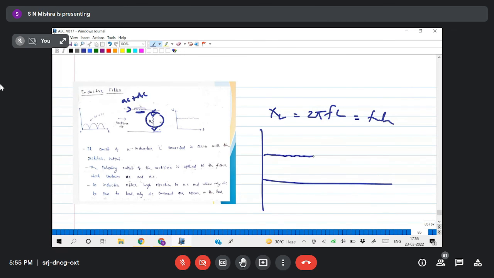So I'll get like this if I take an inductive filter. You can see here previously it is more ripple, now it is somewhat less ripple. But we cannot say it is perfectly pure.